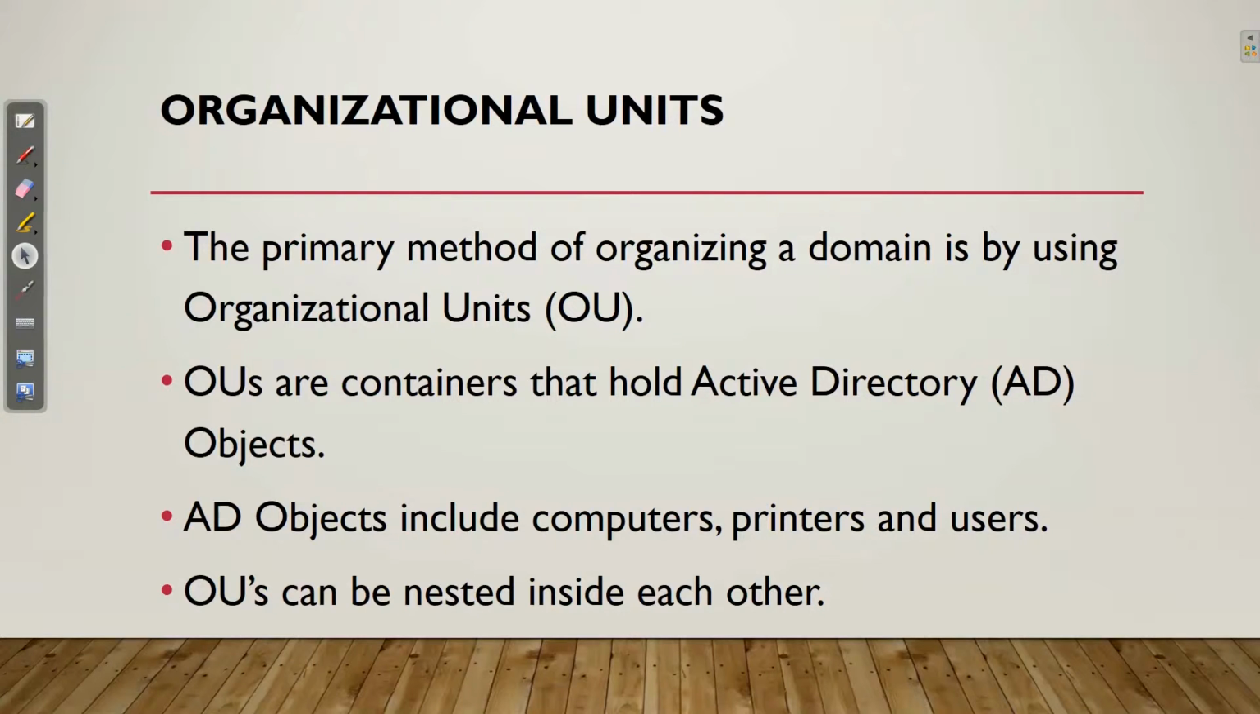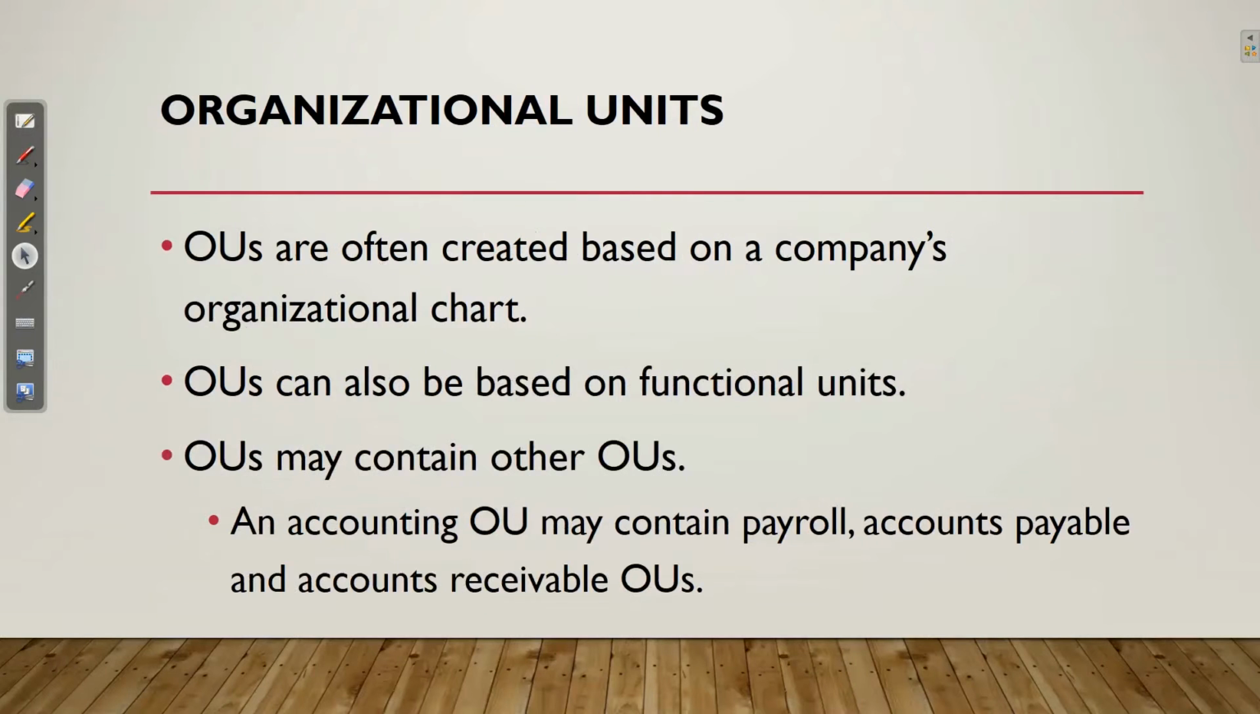The primary unit that we use for organizing our Active Directory structure is the organizational unit. This is a container that holds other Active Directory objects. That includes other organizational units, computers, printers, users. Those OUs can actually be nested inside of each other, but you don't want to go too deep. You don't want to make a very deep nesting of it, and we'll see that in another video and talk about it.